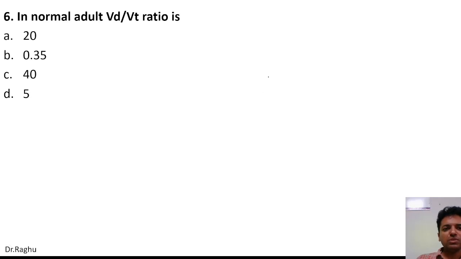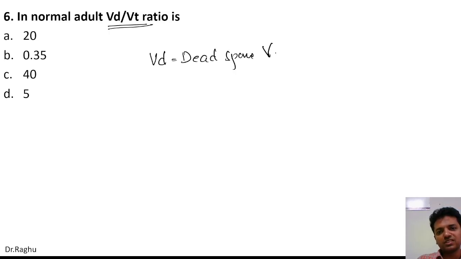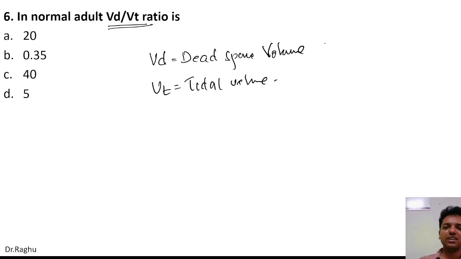Next question. In a normal adult, the VD by VT ratio. What is VD? What is VT? If we don't know what is VD and what is VT, we cannot answer. Okay. VD is dead space volume corresponding to the anatomical dead space, and VT is the tidal volume. So if we know this, we can easily answer this question.